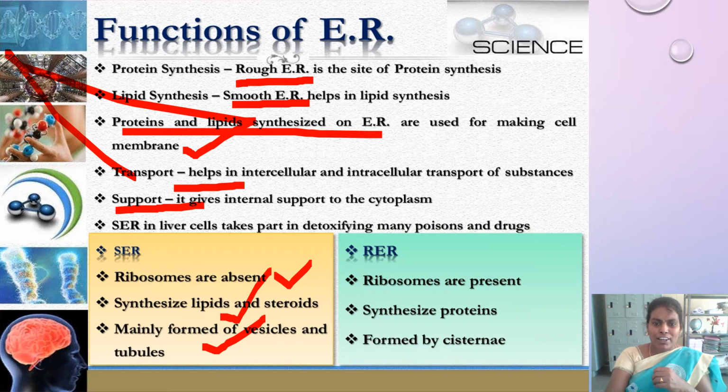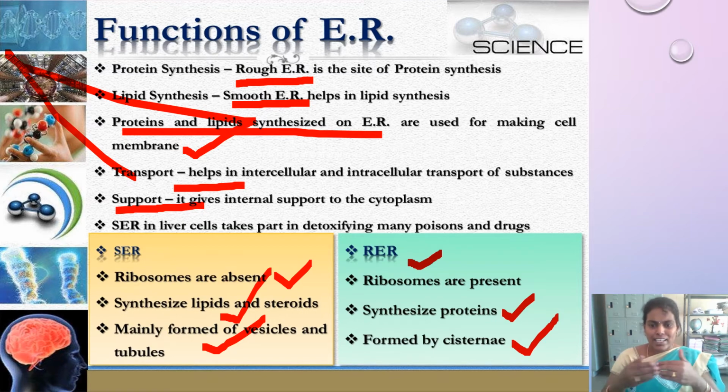If you see the rough endoplasmic reticulum here, ribosomes are present on its surface. It is involved in the synthesis of proteins and it is formed by the cisternae. Cisternae are long stalk-like structures which contain one cavity inside, which is called the lumen. These long stick-like structures spread throughout the cytoplasm of the cell. This is about the endoplasmic reticulum, one of the cell organelles.